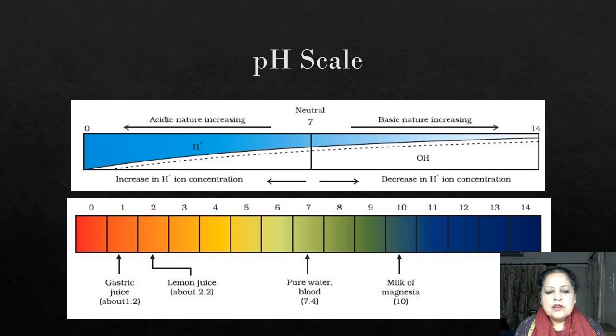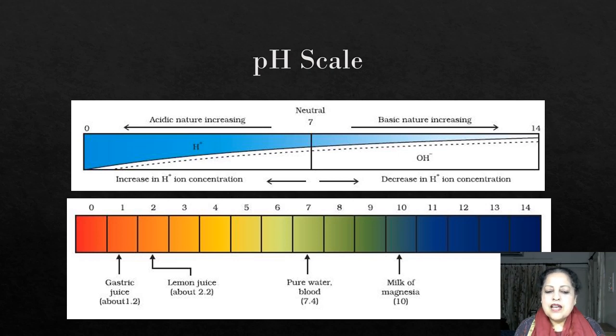Now in the table you can see how the hydrogen ions are more in an acidic solution and the pH is less. So when we move from 7 to 0, the acidity of the substance increases, and the reverse in the case of the bases. When we go from 7 to 14, the substance becomes more basic.